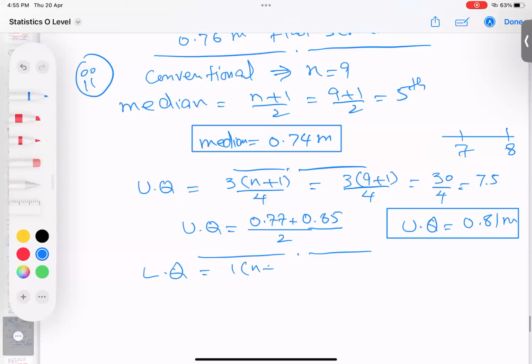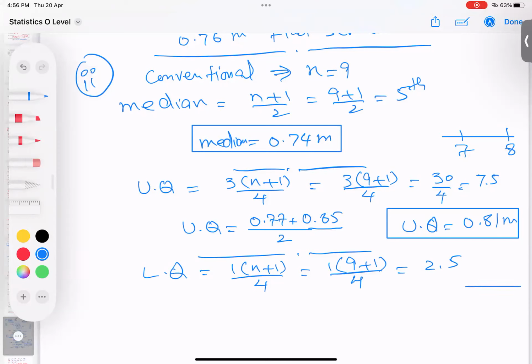Formula is 1 times 2n plus 1 divided by 4. And n is what, students? You know it very well, 9. 9 plus 1, 10. And 10 by 4 is 2.5. So 2.5 is not our answer.